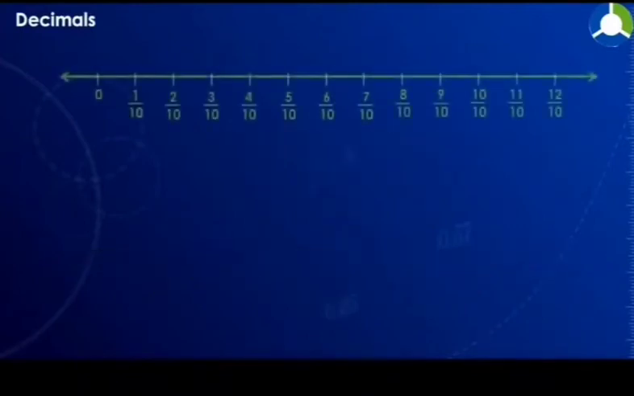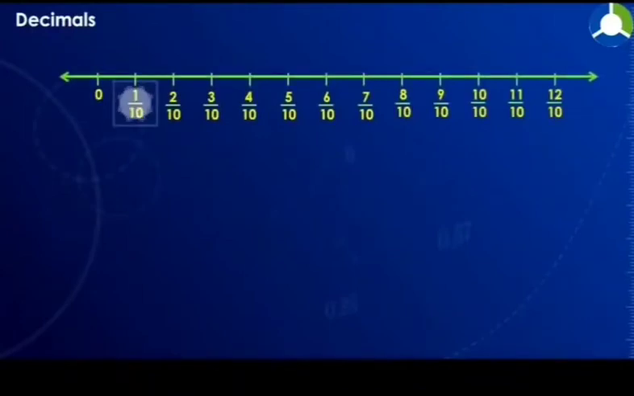In the same way, if you mark tenths, the points are 0, 1 upon 10, 2 upon 10, 3 upon 10, 4 upon 10, 5 upon 10, 6 by 10, 7 by 10, 8 by 10, 9 by 10, 10 upon 10 which equals 1, 11 upon 10, 12 upon 10. Now children, 11 upon 10 we can write as 1 whole 1 upon 10. 12 upon 10 can be written as 1 whole 2 by 10, and so on.